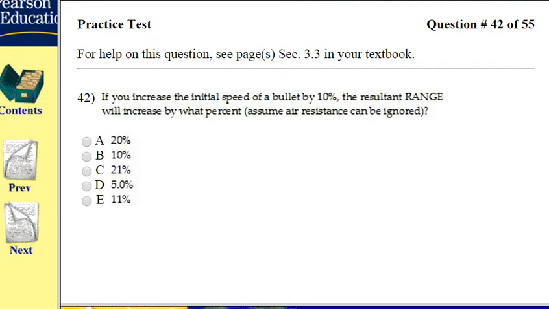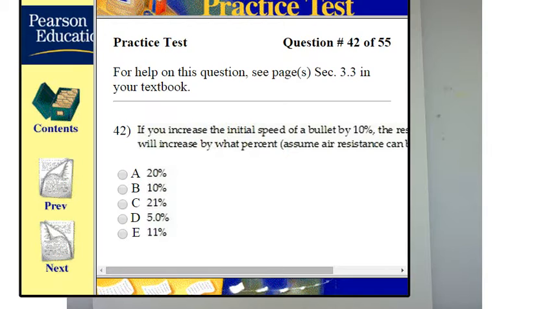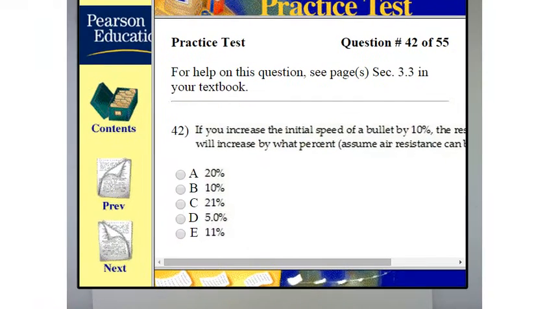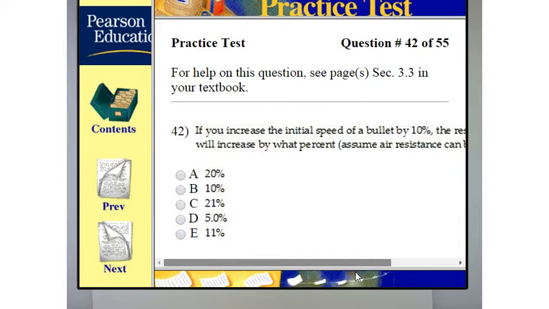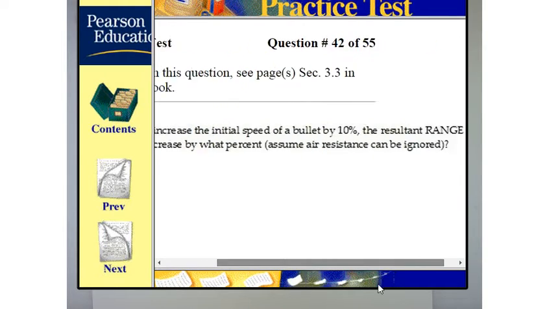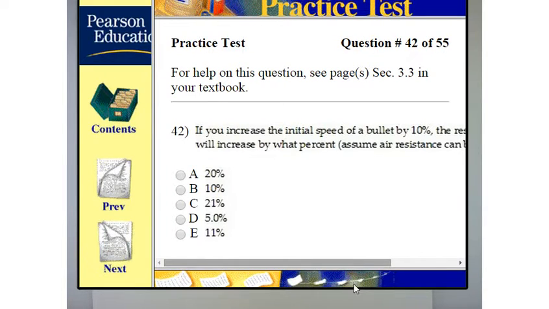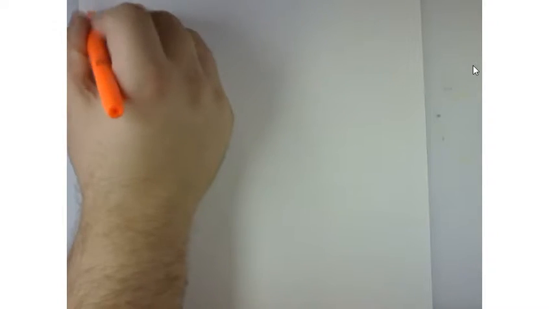Okay, so for problem number 42, let me zoom this in a little bit. Problem number 42 says: when you increase the speed of a bullet by 10%, the resultant range will increase by what percent? Assume that the air resistance is ignored. So the way that you solve this problem is as follows.